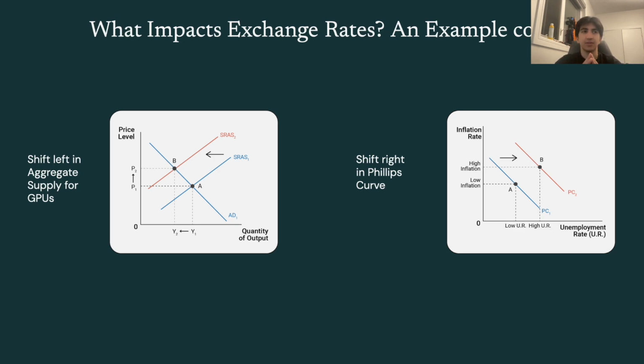Now, this also has rundown impacts on the Phillips curve. As you can see here, when there's no raw materials to produce graphics cards with, unemployment naturally rises. And at the same time, inflation in the price of these graphics cards also rises, which can be seen with the previous slide's image of graphics card prices.